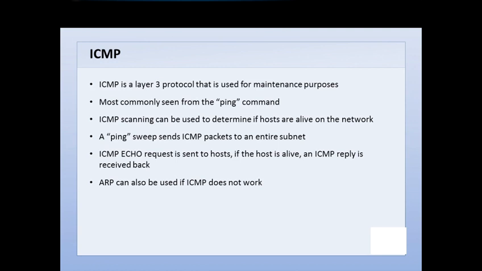And if the host is alive, you'll get an ICMP reply back. Now, a lot of network devices block ICMP, so they're basically ineffective in scanning a network. What you might do in that case is use ARP requests to see if a host is alive or not. And in fact, a lot of Nmap scans use ARP by default.